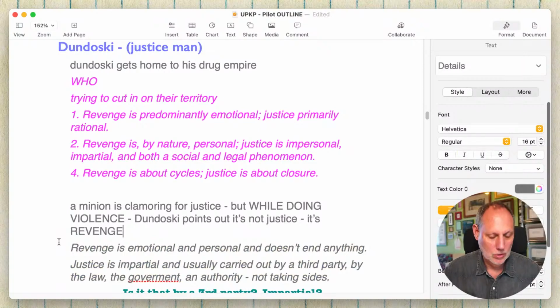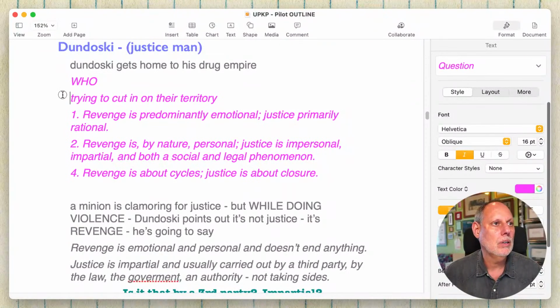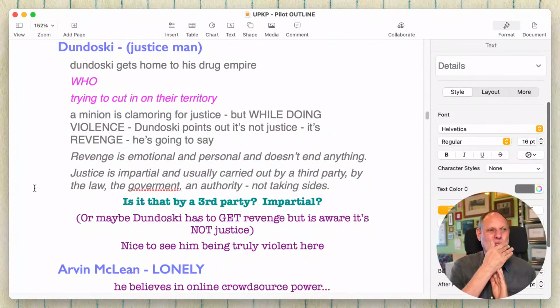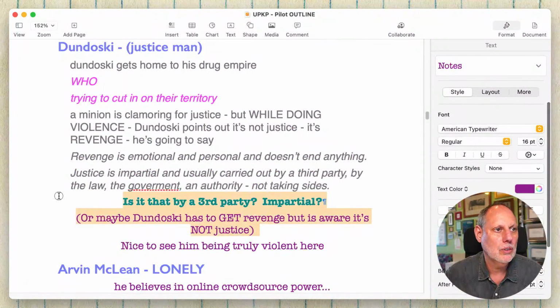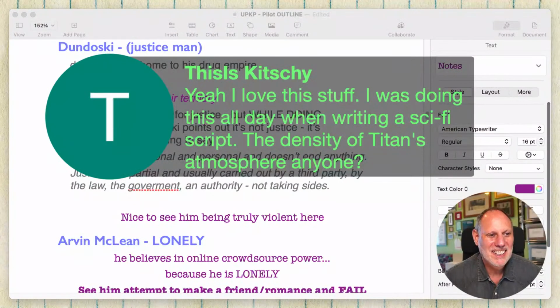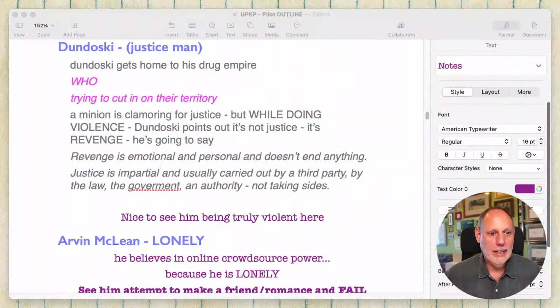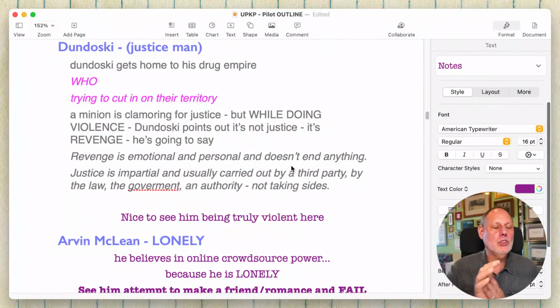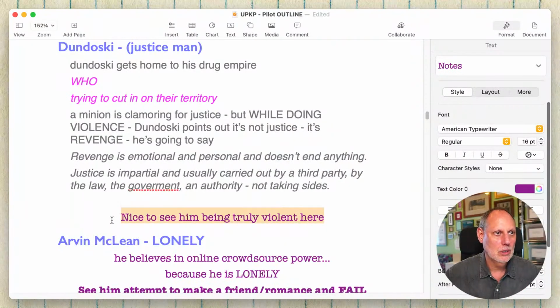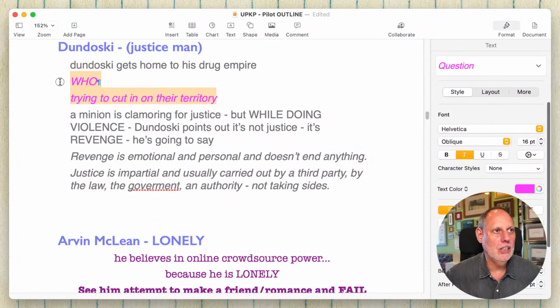So, okay, cool. So now that's all gone. I got that. Boom. All right. Okie dokie. So, density of Titan's atmosphere. That's good. All right. So now let's get back to the pink stuff. Let's get to this undecided stuff.